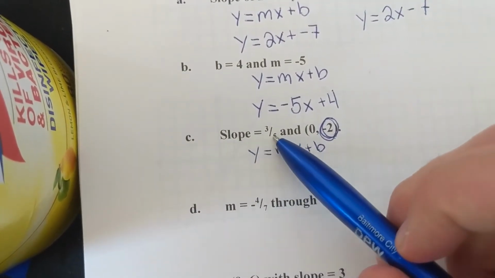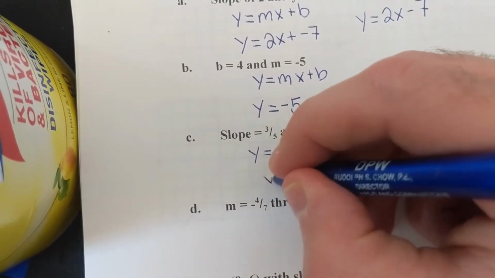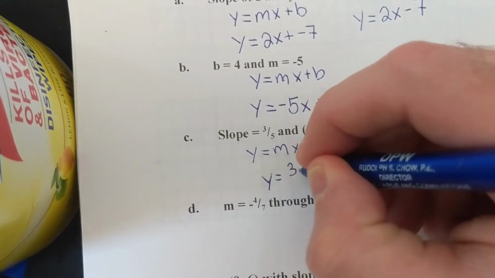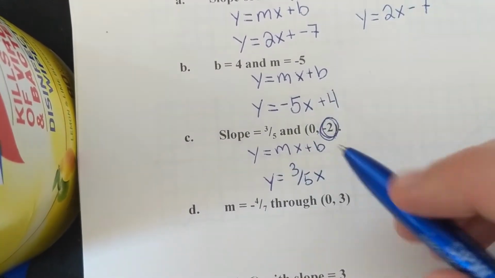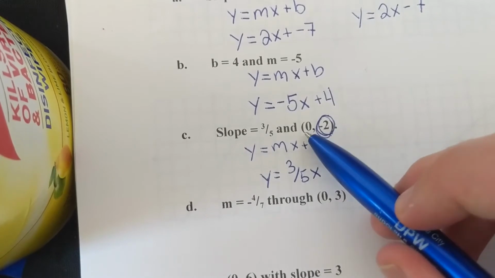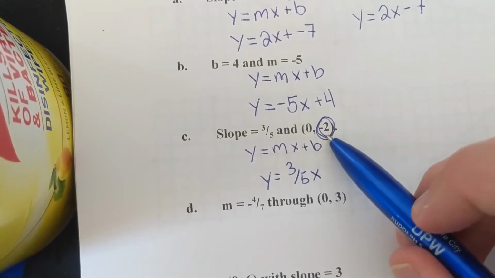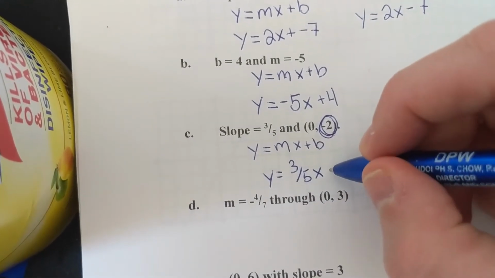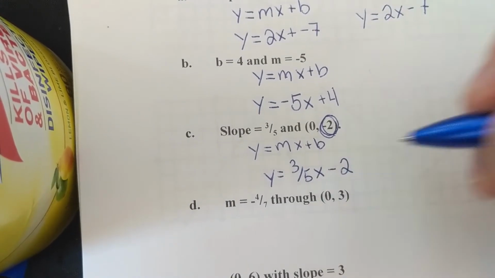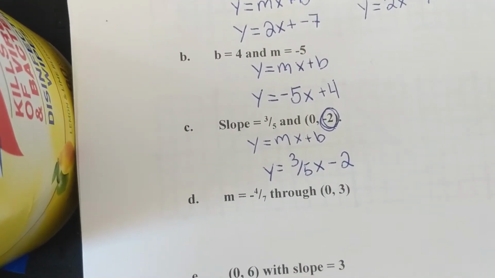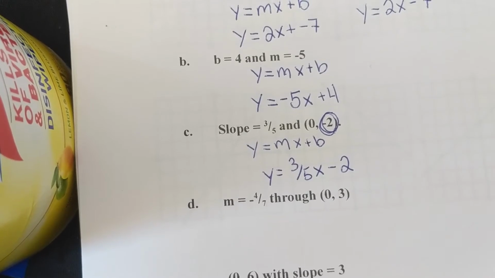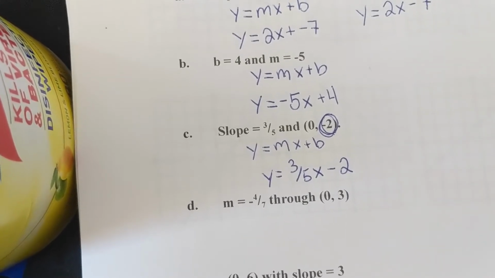Tells us our slope is 3/5. So y is going to equal 3/5 x. And then our y-intercept again is 0, -2. So the -2, the y value, is b. So -2, or plus -2 if you'd like. So y equals 3/5 x minus 2.